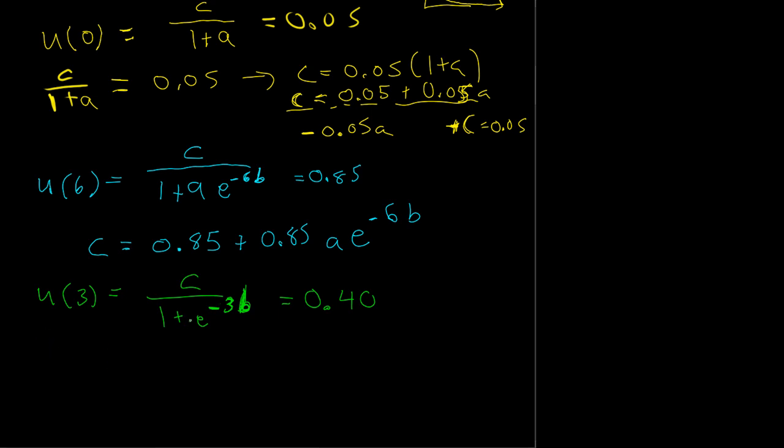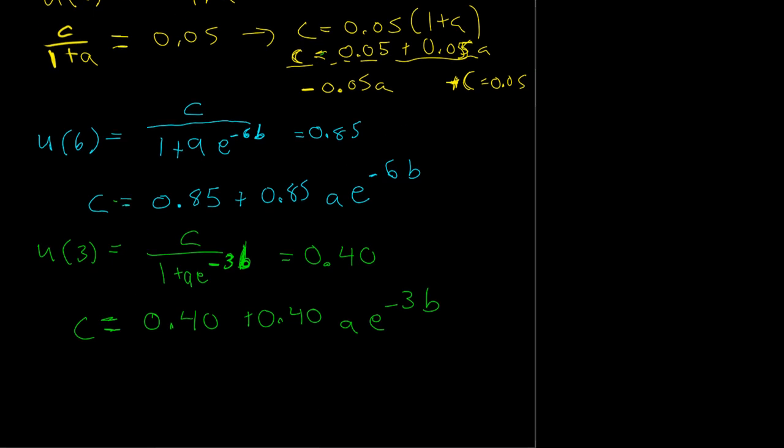Nope, I have my A out front here. My bad. So again, I'm going to cross multiply, and I get 0.40 plus 0.40A e to the negative 3b. All right, so I have 3 equations, and I'm going to write them down in their respective colors down below here. I have this one, and this one. So we're going to bring these together.